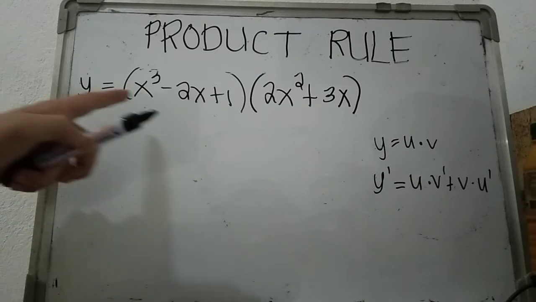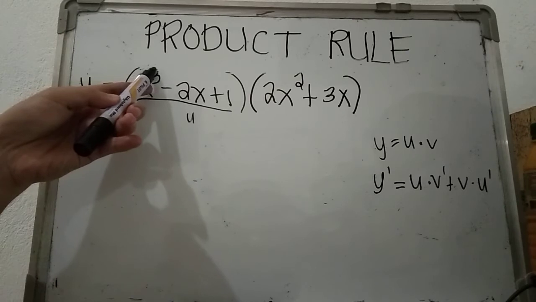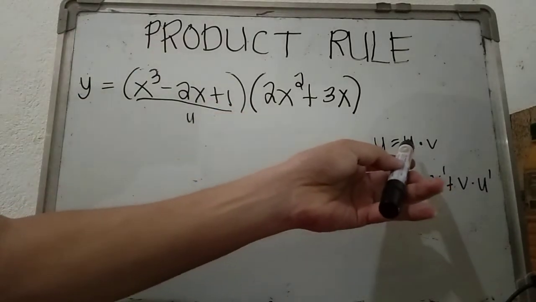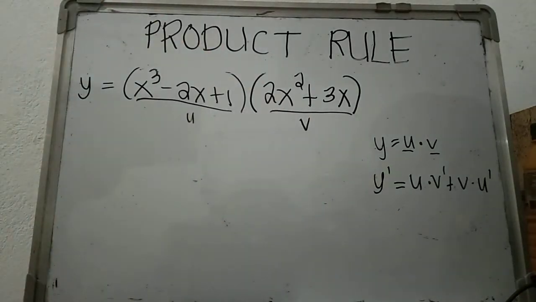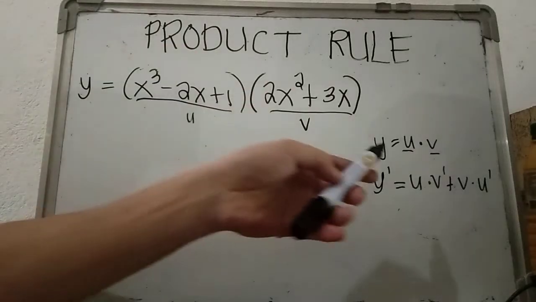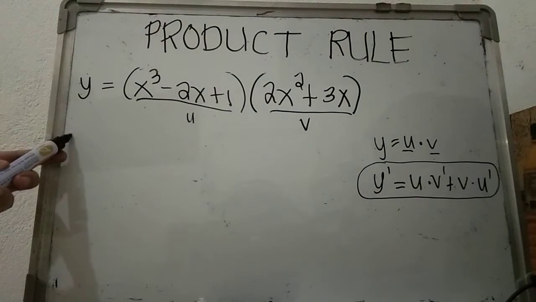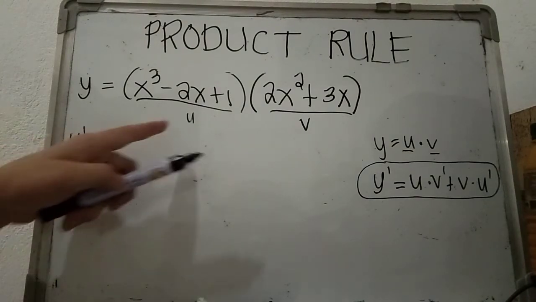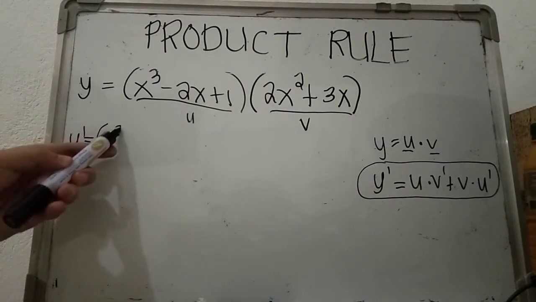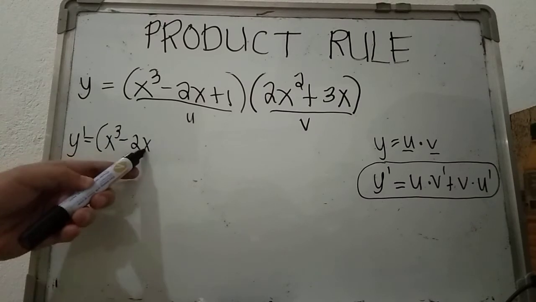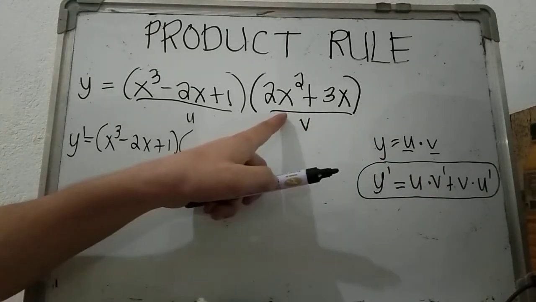Now, if you relate that to our given function, this is our u, which is x cubed minus 2x plus 1. And our v is the second function, which is 2x squared plus 3x. In finding the derivative, all we have to do is follow this process. So the derivative, denoted as y prime: we copy the u according to the formula, so we have x cubed minus 2x plus 1 times v prime, meaning the derivative of v.